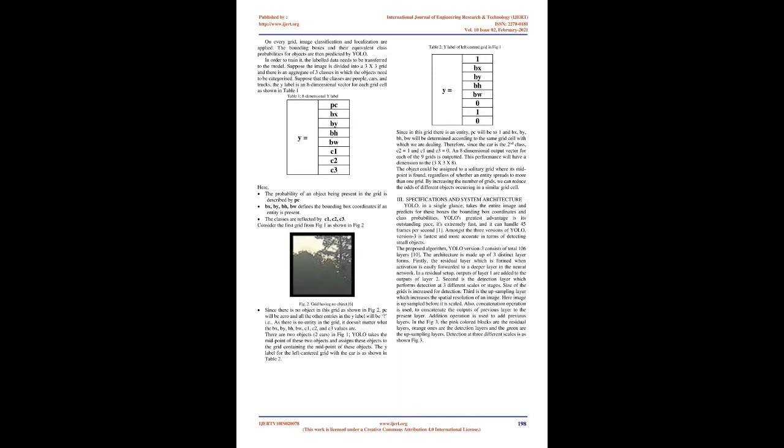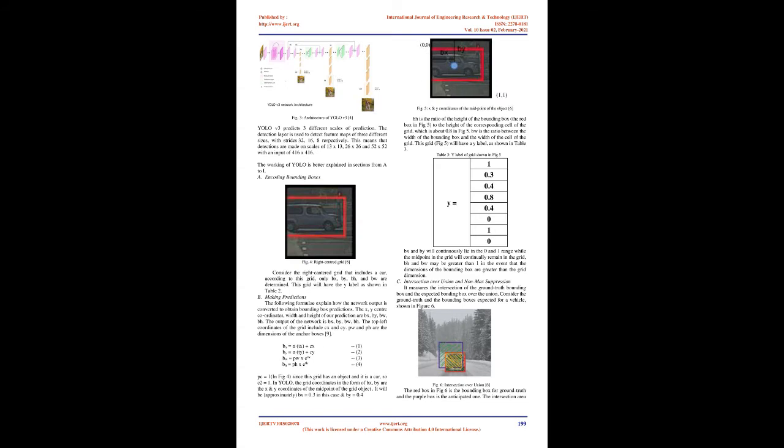Suppose that the classes are people, cars, and trucks, the Y label is an eight-dimensional vector for each grid cell. Since in this grid there is an entity, PC will be 1 and BX, BY, BH, BW will be determined according to the same grid cell with which we are dealing. Therefore, since the car is the second class, C2 equals 1 and C1 and C3 equal 0. An eight-dimensional output vector for each of the nine grids is outputted. This output will have a dimension of 3x3x8.